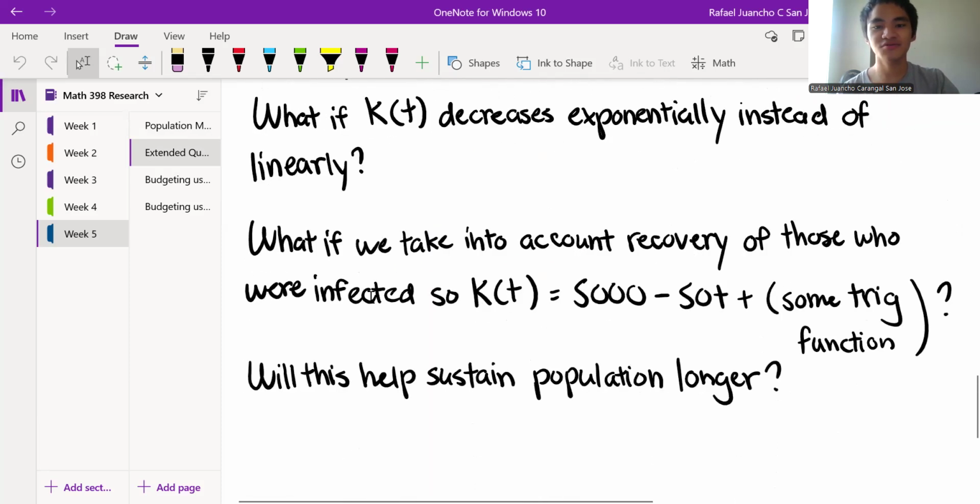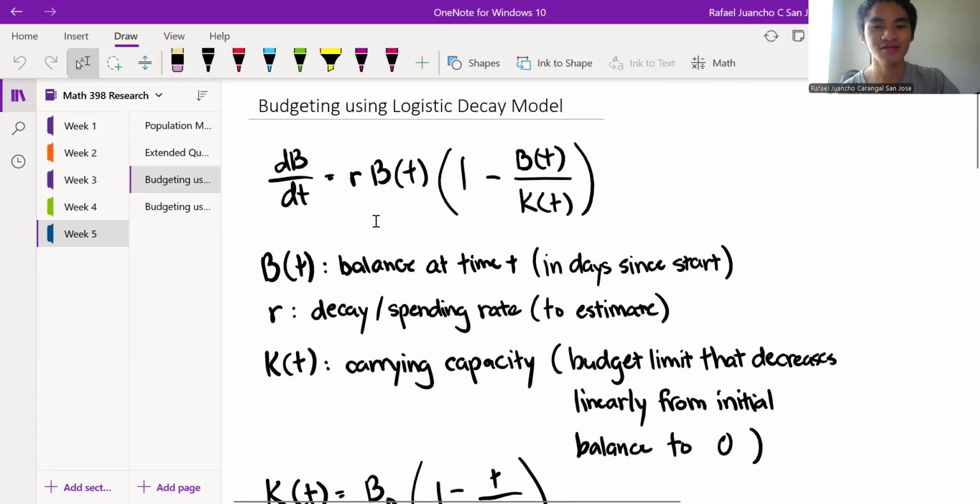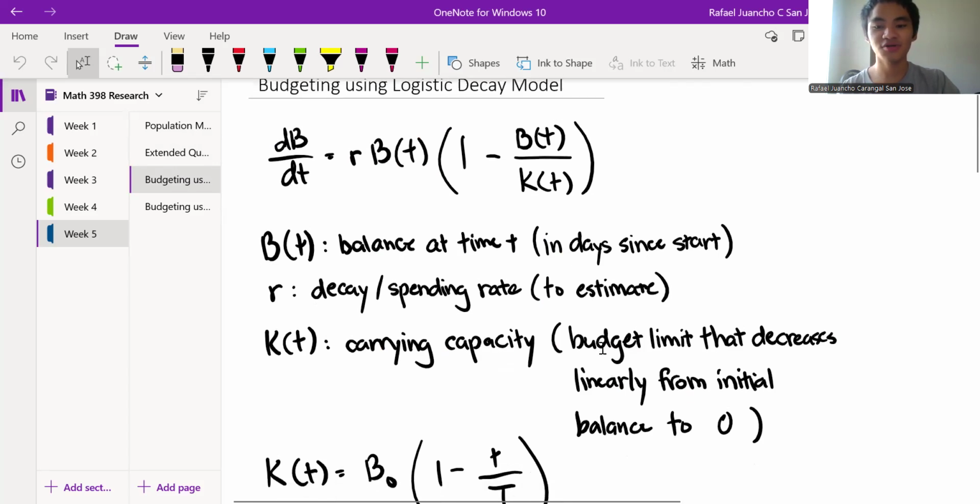And so I've decided to apply this in my everyday life since I have my resident dining plan. Here's what I came up with. I'm going to make B my balance, so that's my current balance. My R is my spending rate, or how fast I spend per day. And then my K here, my carrying capacity, is also a function that tells me what should be my limit.